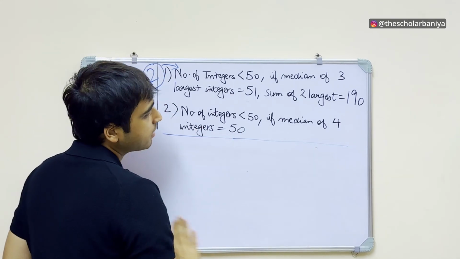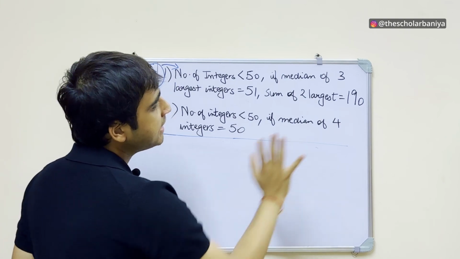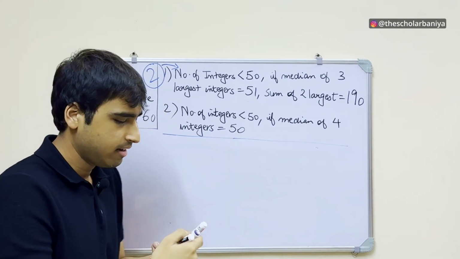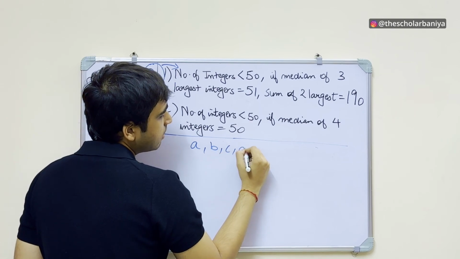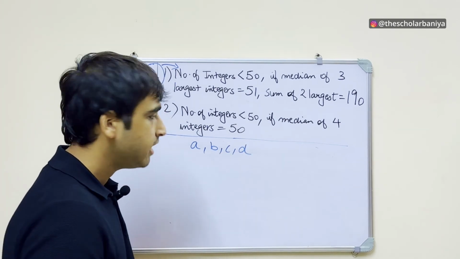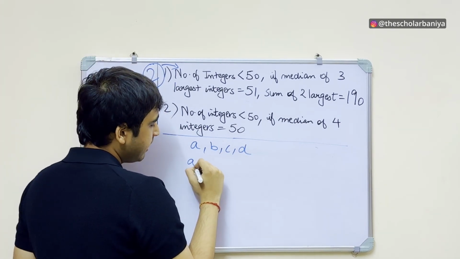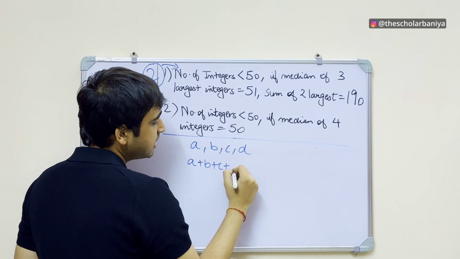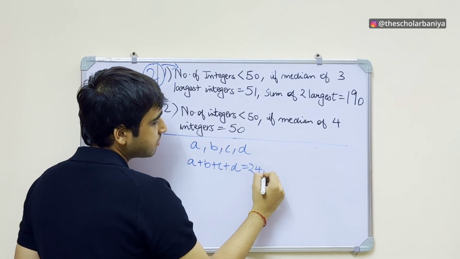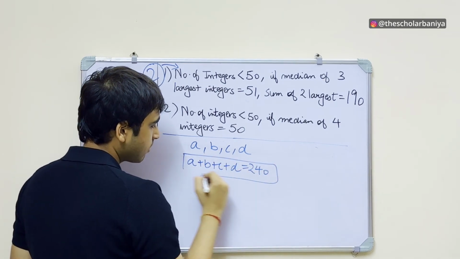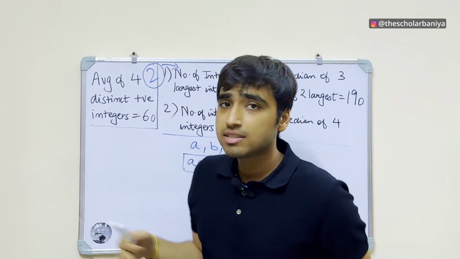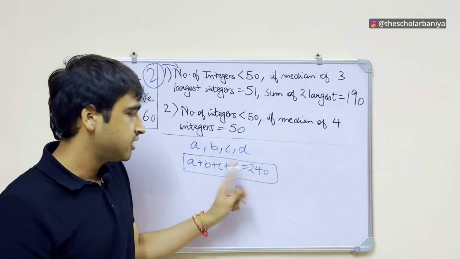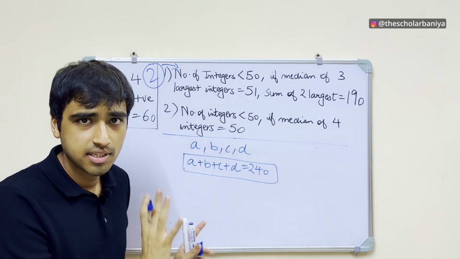We are given that the median of the four integers is 50. Again, what were the numbers? A, B, C, D, and these are in ascending order. And we also know that A plus B plus C plus D is how much? 240. I hope you remember this, because (A plus B plus C plus D) upon 4 is 60. So this is 240, similar to the previous part.